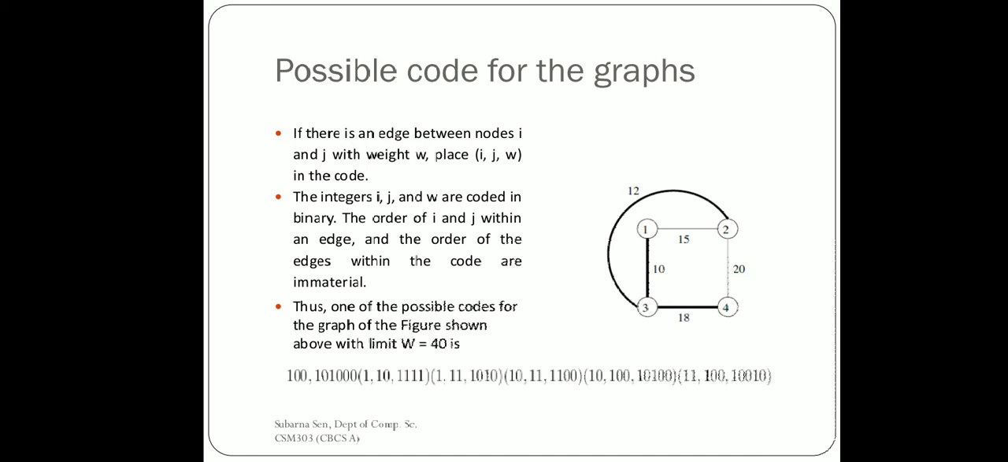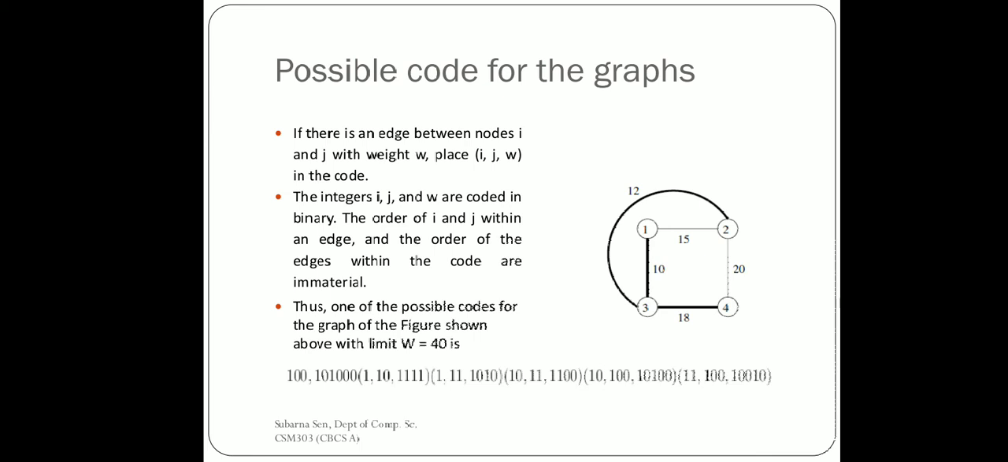So directly moving to the code which we have generated, we were supposed to begin with the number of nodes. How many nodes are there? 4. What is the binary representation of 4? 100. So we have started with 100. Fine. What is the weight limitation? It is 40. If we represent 40 in binary, it will be 101000.